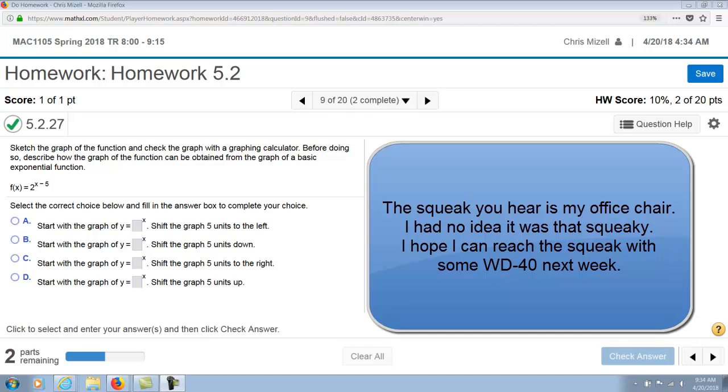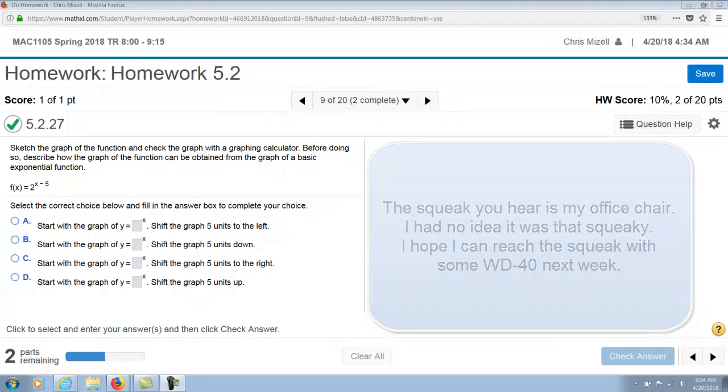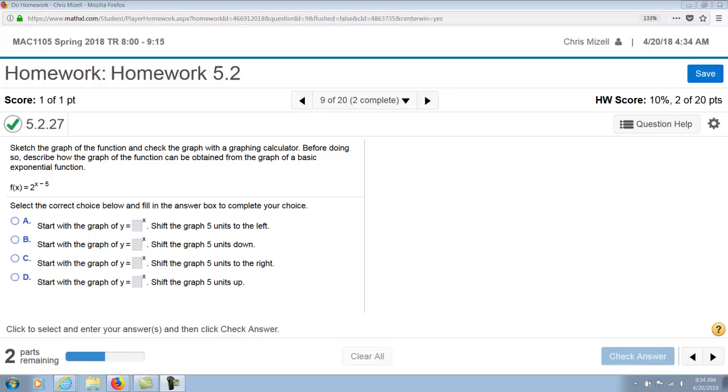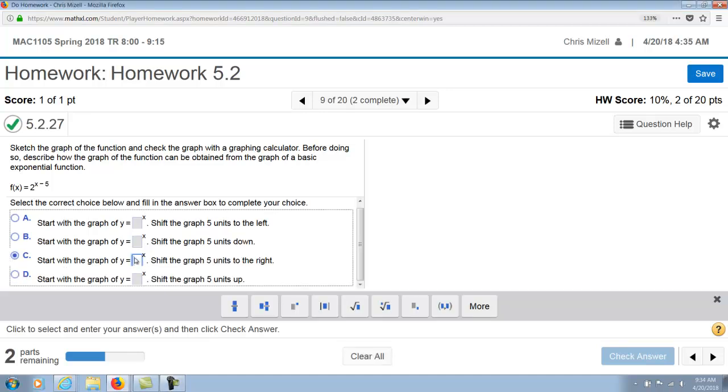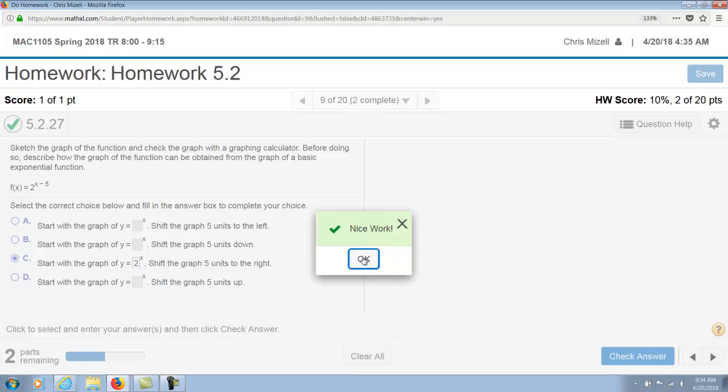The function given here, f of x equals 2 to the x minus 5, is pretty clearly seen to be the transformation of the exponential function 2 to the x, but it's shifted 5 units to the right. Substituting x minus 5 for x shifts the graph 5 units to the right. So we indicate that the base is 2, and we want to shift the graph 5 units to the right. We check the answer, and of course it's good with it.